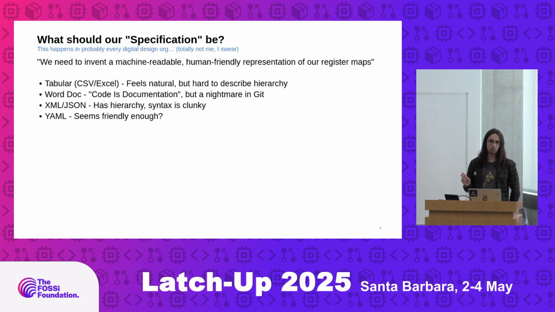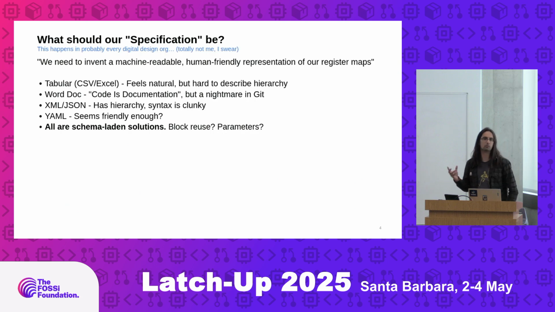Okay, we can do something more structural. XML is evil. JSON is a little bit better. YAML, okay, that's a little more human-friendly. That's kind of nice, we have some nice libraries to read that. But eventually what you end up realizing is these are all very schema-laden solutions. We really want block-level reuse. We want to be able to parameterize things. And sure, I can code that into a YAML schema and make it kind of work, but it ends up being a little icky after a while.